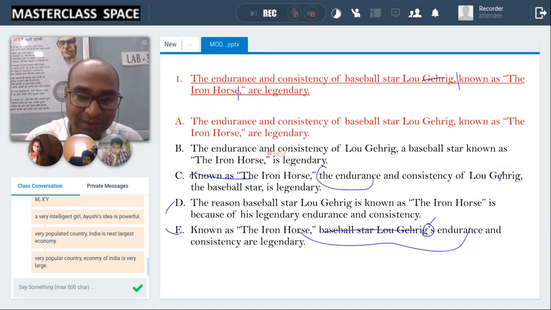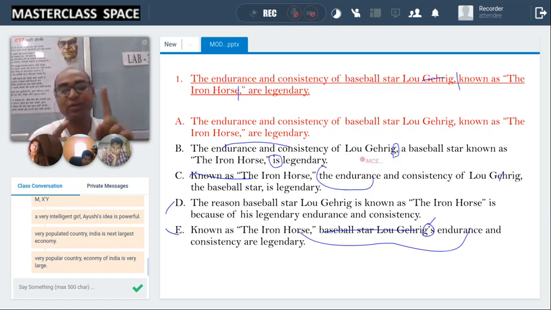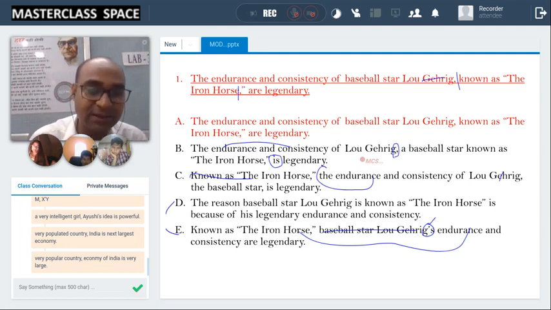Why? Because when there is a verb just after the comma, the subject will be before the first comma. So here your subject will be endurance and consistency. Endurance and consistency is not one word but two different words, so it will be considered plural. That's why it should be are, because there are two. So A becomes the best option.